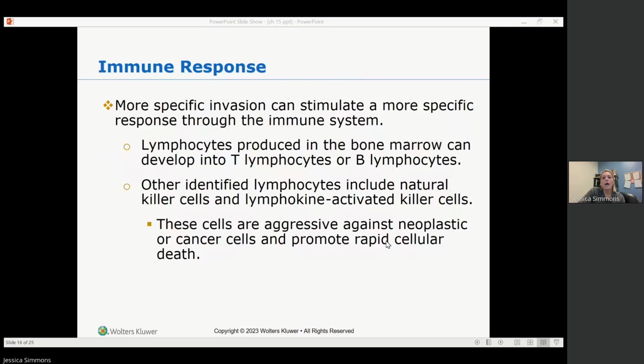So that is the end of the inflammatory response. And now we're getting into the immune response, which starts on page 262 in your big book. So this is a more specific invasion.